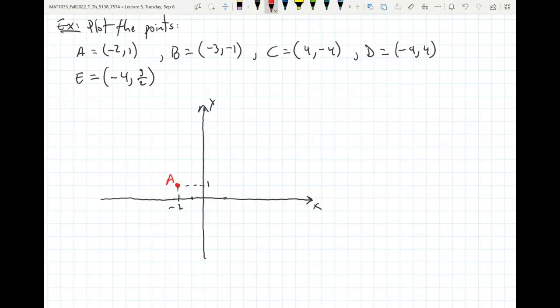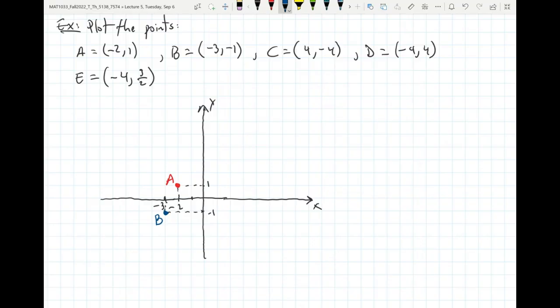Questions? All right, the next one. What quadrant is it? Quadrant 3. How do I plot this guy? 3 to the left and 1 down. Good. So down is -3 and then -1. So over here. That's B. Yes?